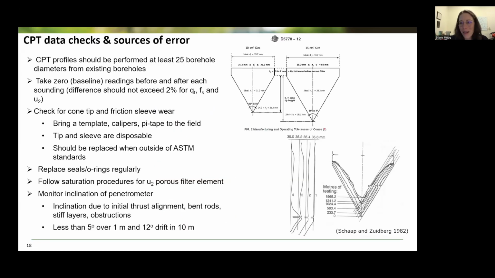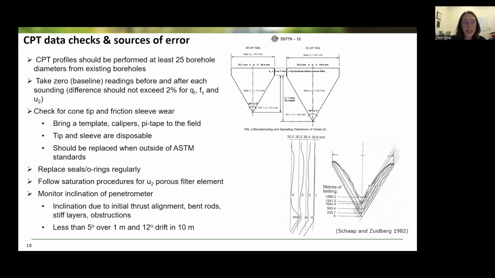As with almost all things that we do in engineering and data collection, we do need to take steps in order to collect high quality or reliable data. And so these are some of the steps that we use in our standard operating procedures of the cone to try and get the highest quality data that we can. First thing is that any cone profile should be at least 25 borehole diameters from existing boreholes, so that the cone profile isn't being pushed through soil that's been disturbed by drilling.